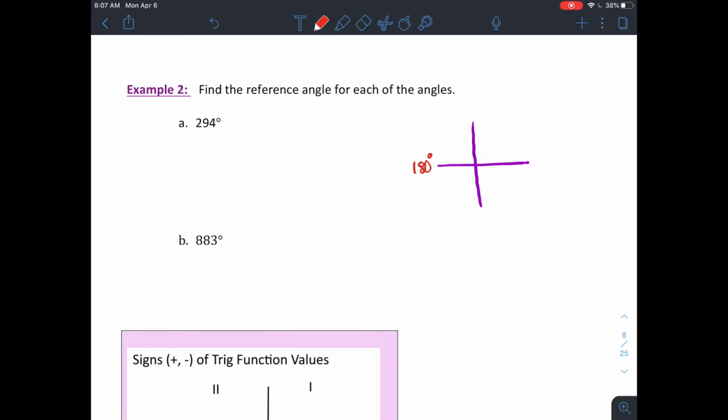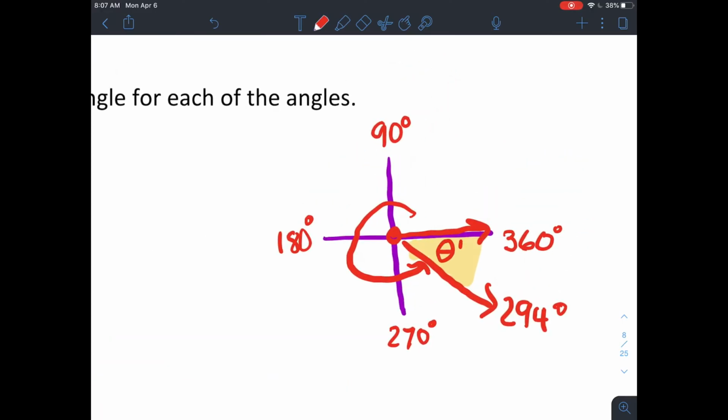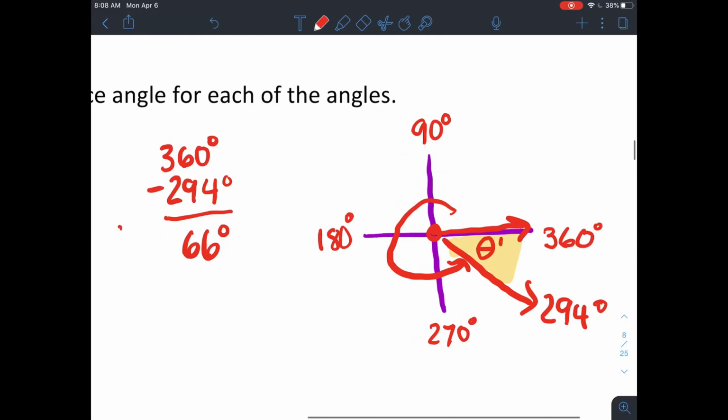So let's find some reference angles. If you draw a 294-degree angle, it's going to have its terminal side down in quadrant 4, a little bit past 270. Now your reference angle is the angle measure between that terminal side and 360. If you want to find how far it is between those two, we just subtract 360 minus 294 degrees, and you would end up with 66 degrees for your reference angle.